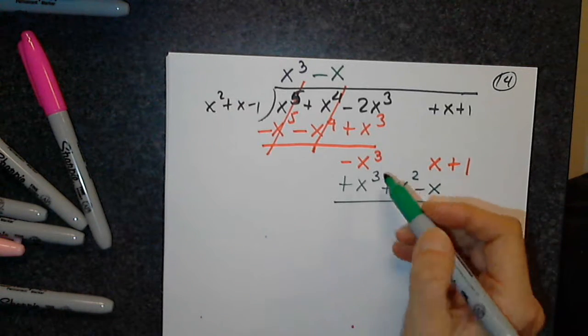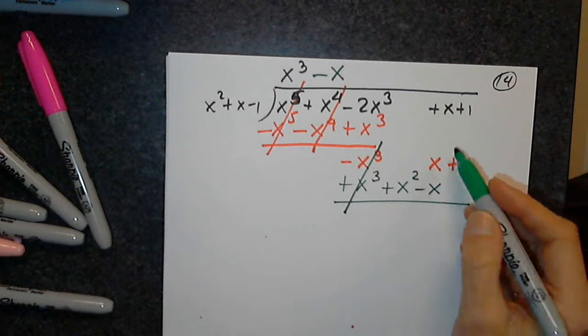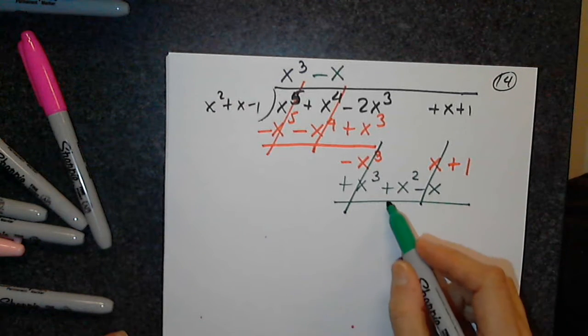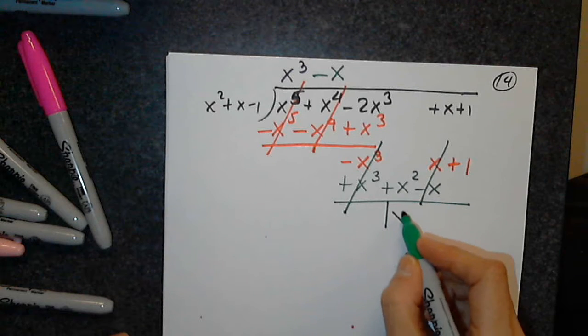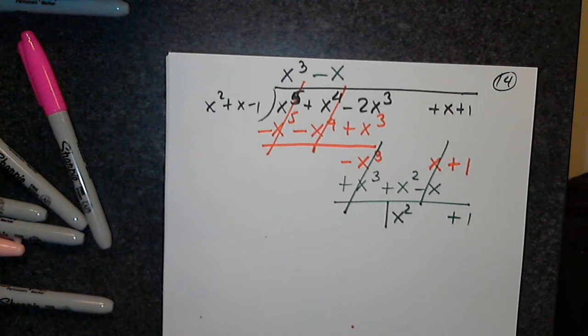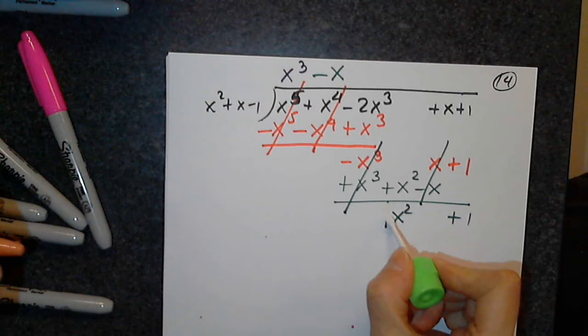Good. These are going away. These are going away. And what is left? X squared plus 1. I didn't mean to write that 1 there. You're very powerful. Don't tell me to write anything because I may execute.